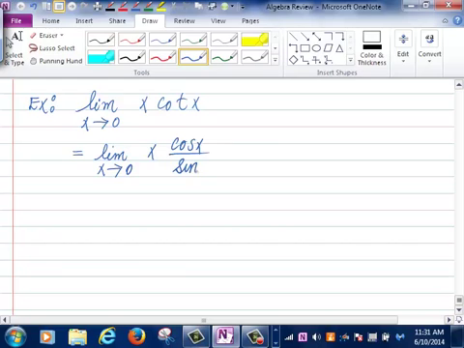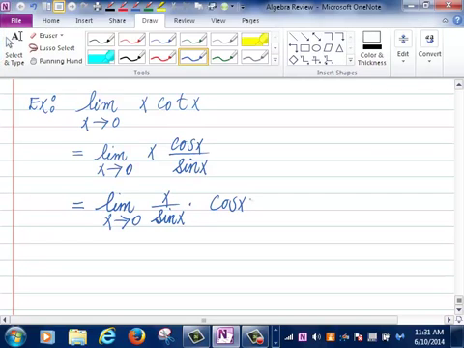That's pretty good. Now, if I want to use the two limits that I gave you at the beginning, 1 and 2, if I want to use one of those or both, what should I do here? How should I rewrite this? x over sine x, very good, times cosine x.